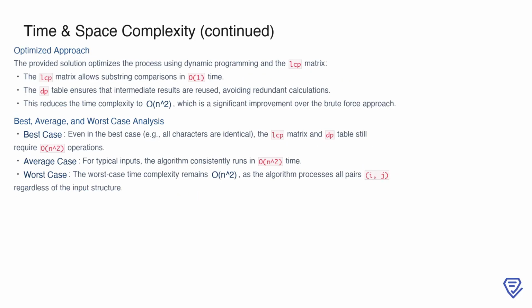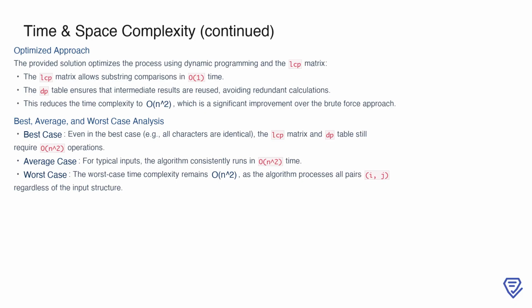The optimized approach, by contrast, leverages dynamic programming and the pre-computed LCP matrix to achieve significant improvements. The LCP matrix enables substring comparisons to be performed in O(1) time, while the DP table ensures that intermediate results are reused, avoiding redundant calculations. Together, these optimizations reduce the time complexity to O(n²), which is a dramatic improvement over the exponential brute force approach.